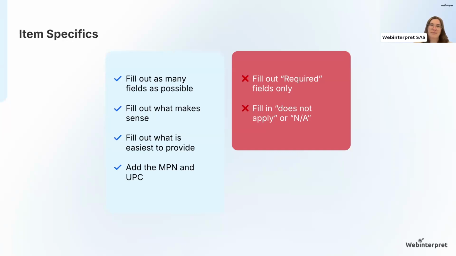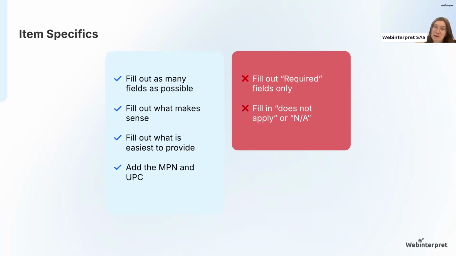And then, yeah, for manufactured goods, electronics, media, even clothing, the manufacturer part number, MPN, the universal product code, UPC, those are really powerful. Make sure you're filling these in as well, even if they're an additional type of specific tag. They're going to be really useful for your buyers.